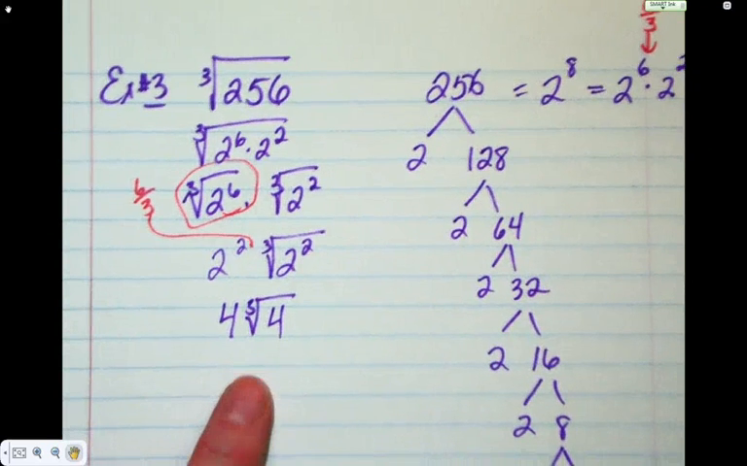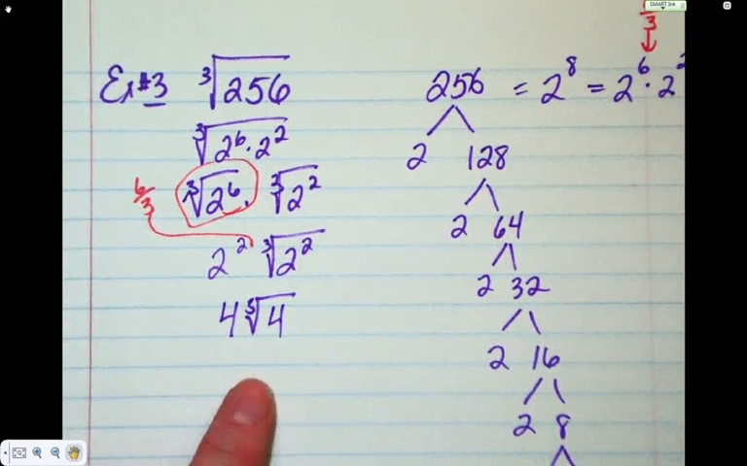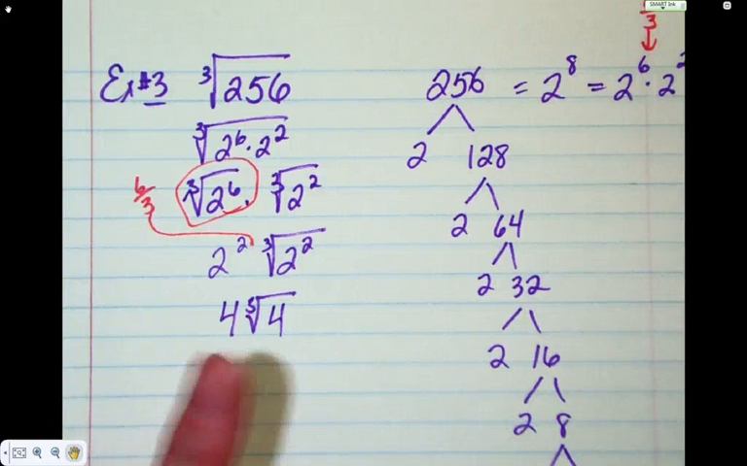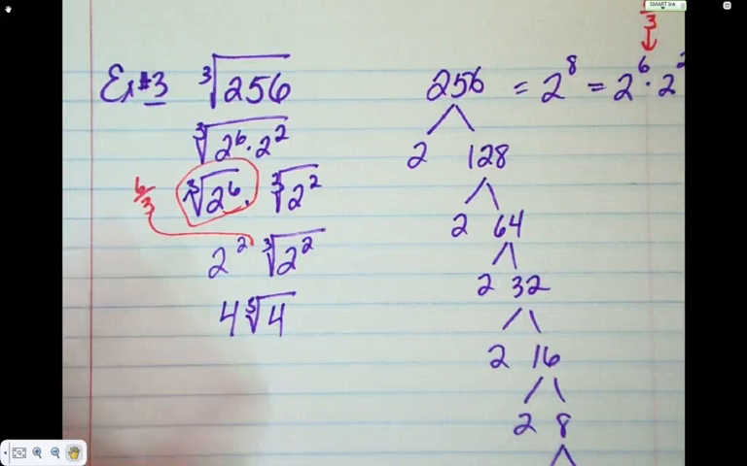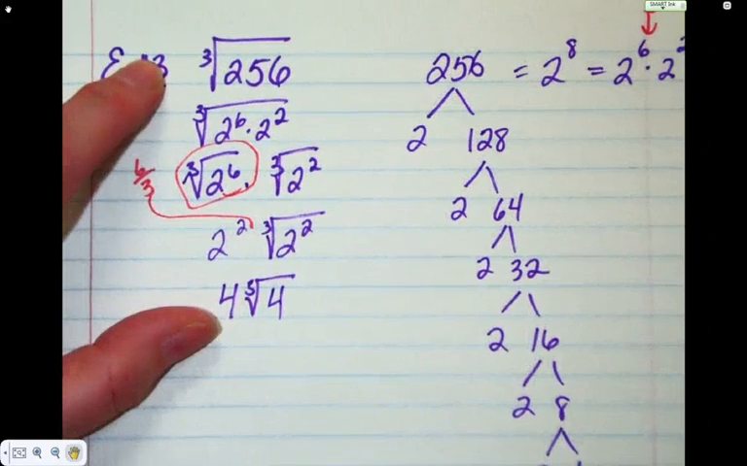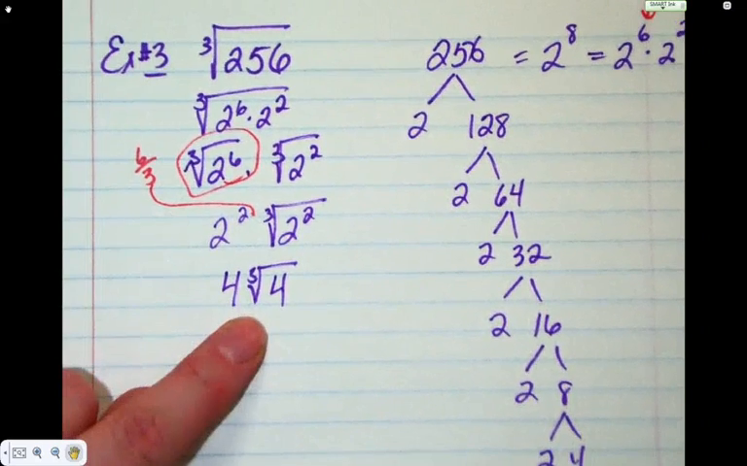And where we're going in grade 11 is we're going to add radicals and subtract them and multiply them and divide them and solve them and do all this great stuff, and they need to be simplified in order to do that. I haven't changed the value, I've just changed what it looks like. Why? Because I like this better.